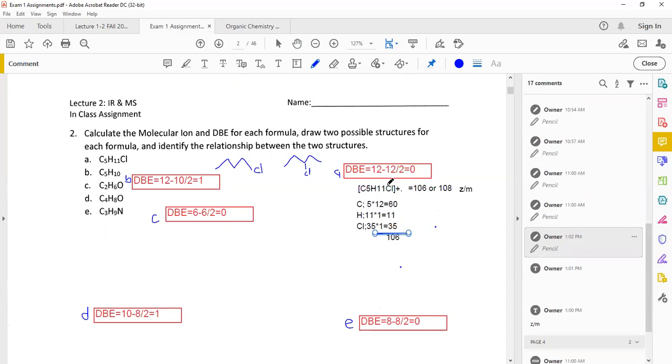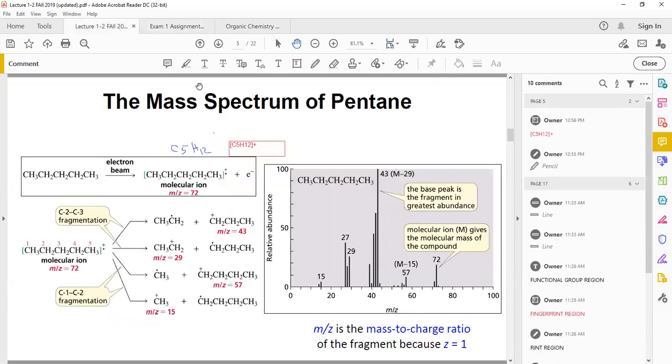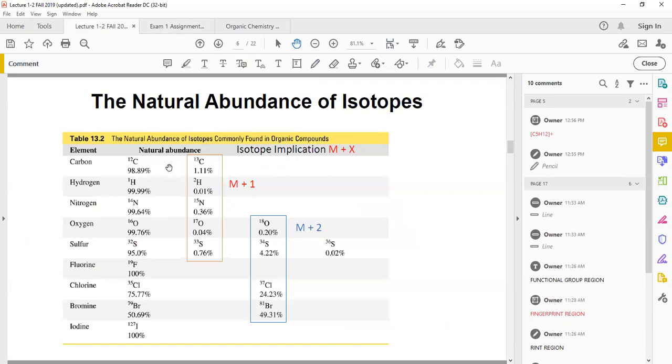When you have something with significant isotopes, like chlorine, the difference is very high. Sometimes for carbon, it doesn't make any difference because carbon-13 is only 1%. Hydrogen doesn't make any difference either. Nitrogen is only 0.36%. But in the case of chlorine, the difference is very big, because it's 75 and 24. And bromine is very big too. So those, we need to count those isotopes in order to get the correct value, okay?